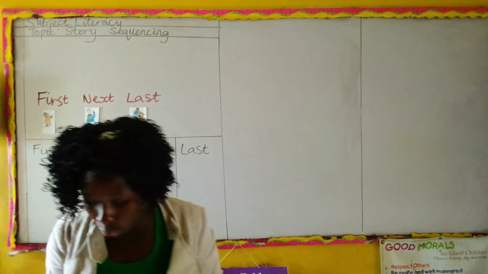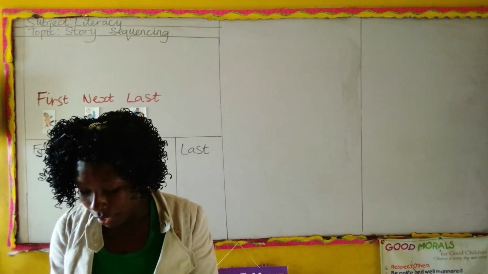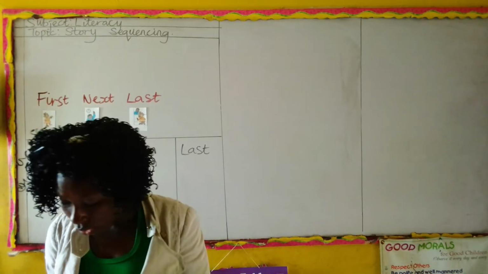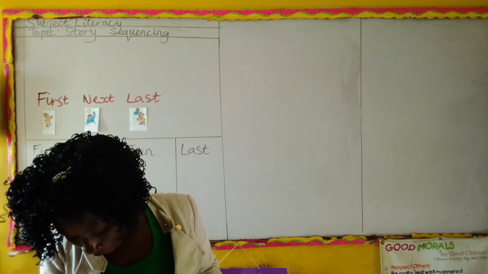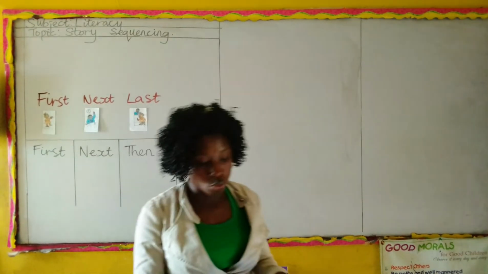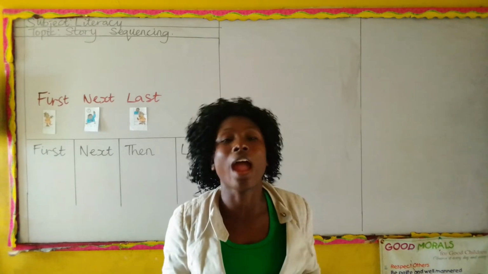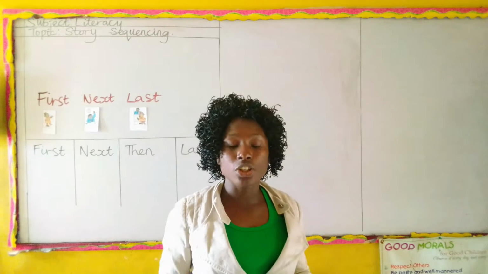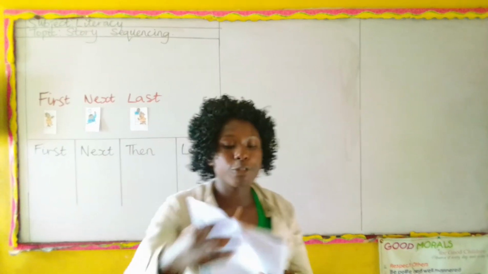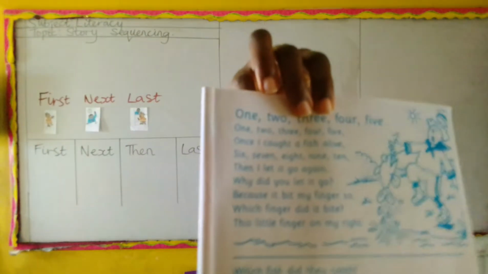So now let's go to today's picture story sequence. So this one is a very popular rhyme that you know. In fact, you know it very well. Okay, darling. So let's go. It's your 1, 2, 3, 4, 5. Okay. So can you see this, darling?